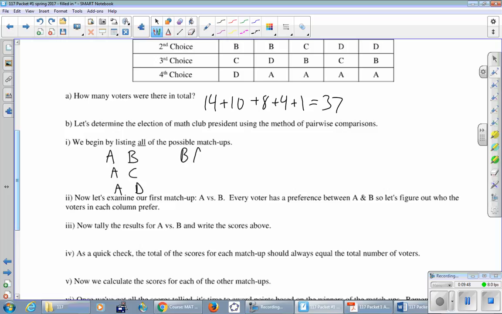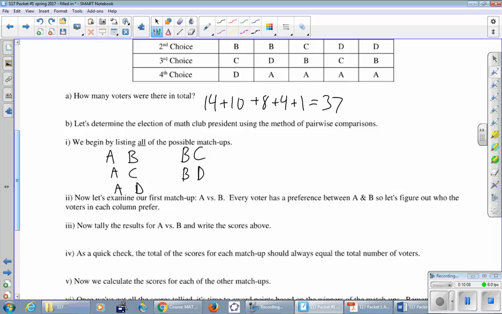Now, you could say B versus A, but we've already calculated that. We've already done that head-to-head matchup. So we're looking for unique head-to-head matchups that we haven't already written down here. So not B versus A, because that's already written, but B versus C, and then B versus D. And that's all the new head-to-heads with B.